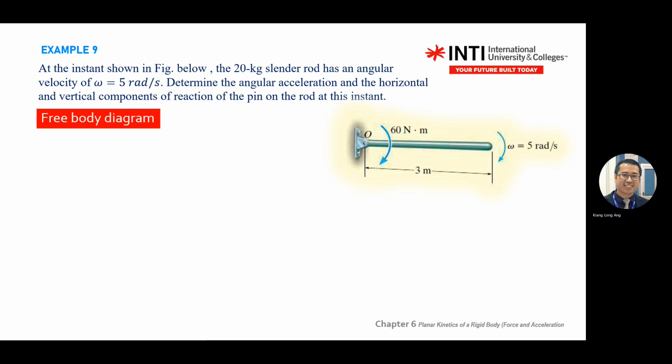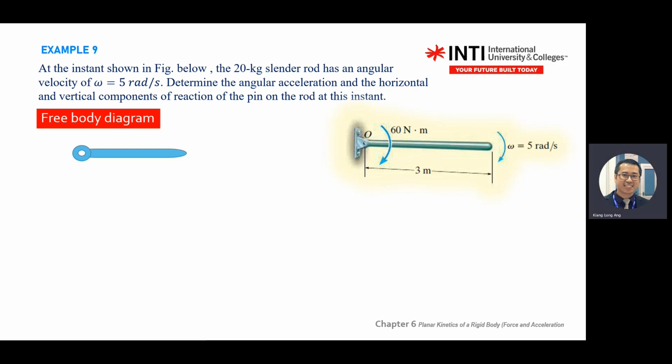Okay, free body diagram. We are focusing on this rod. We have the pin, and you put the weight at the center of mass, which is at the center. You're given the mass, so turn this into the weight, mg.